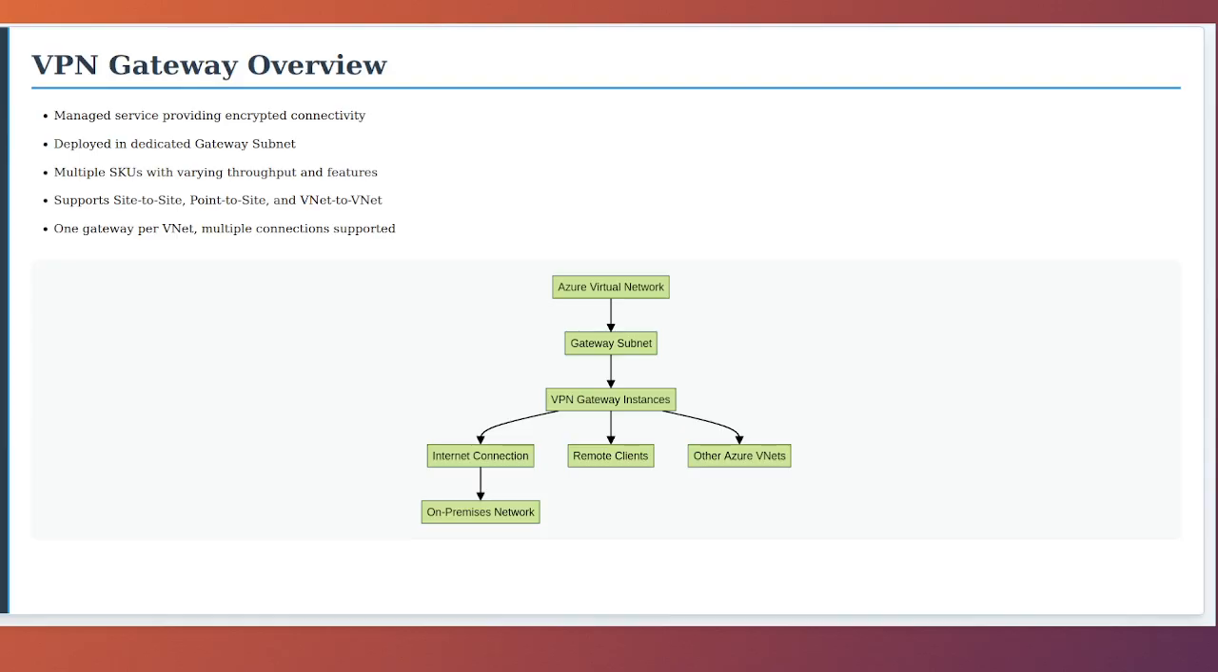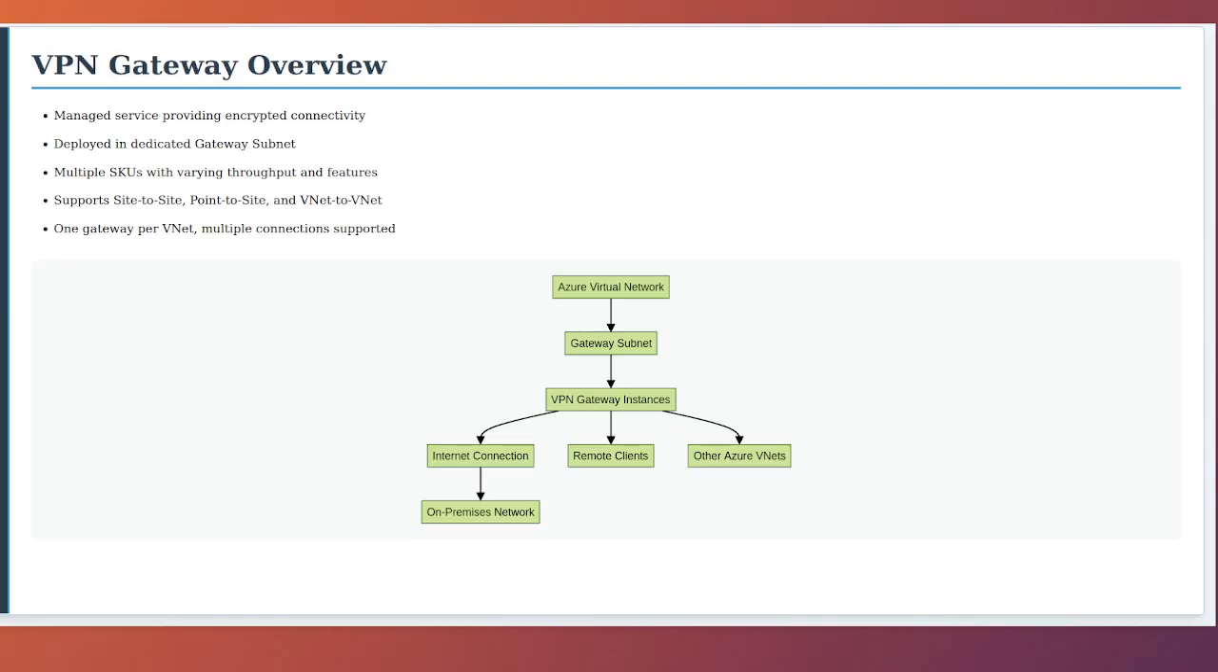The diagram illustrates the architecture of a VPN gateway within an Azure virtual network. You can see the Gateway Subnet, which is a dedicated subnet specifically for the VPN gateway resources. The VPN gateway instances are deployed here and connect to different destinations, including on-premises networks through the Internet, remote clients for point-to-site connections, and other Azure VNets for VNet-to-VNet connectivity. Each connection type flows through the VPN gateway, which handles encryption, decryption, and routing.